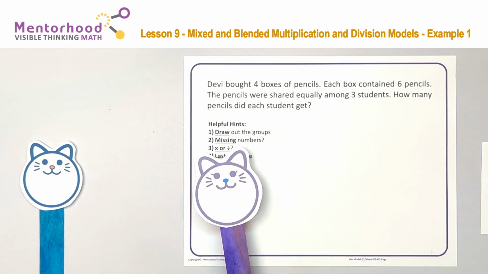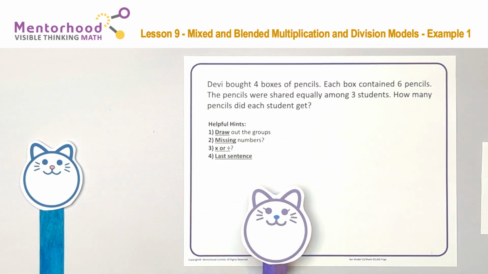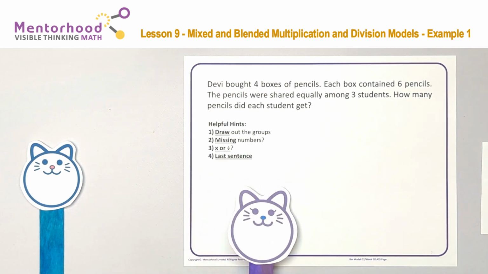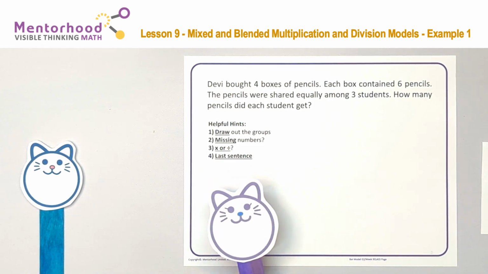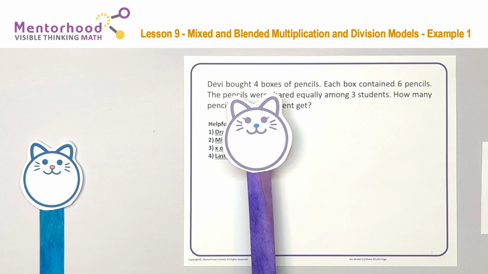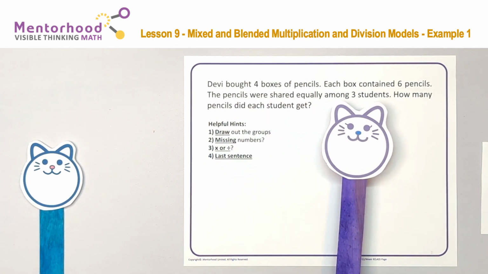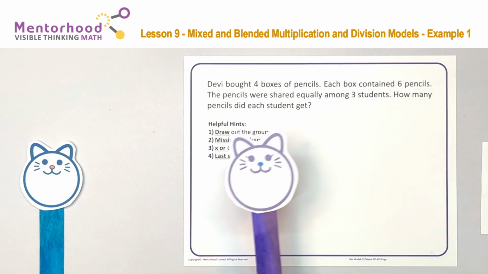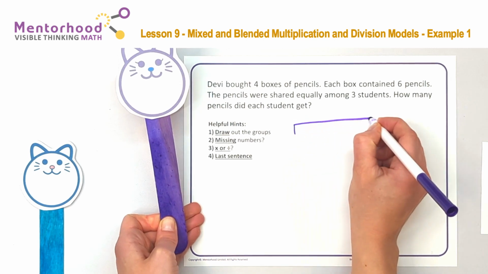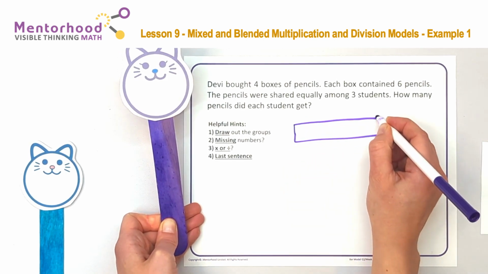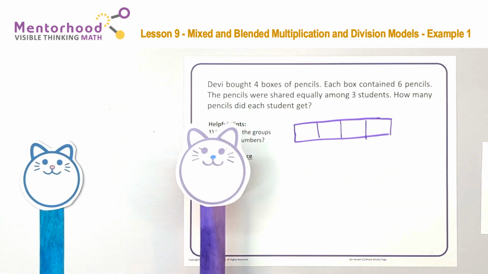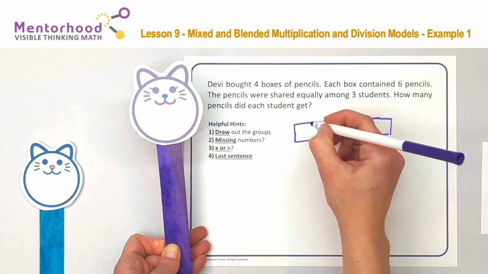Okay, the very first thing we're going to do is draw out the groups. This will help us if we're doing multiplication to see how many groups we have to add up, or division to see how many groups we have to split something into. Okay, let's see what we've got. Devi bought 4 boxes of pencils, and each pencil box contained 6 pencils. That we can draw out. 4 boxes. And each box contains 6 pencils.